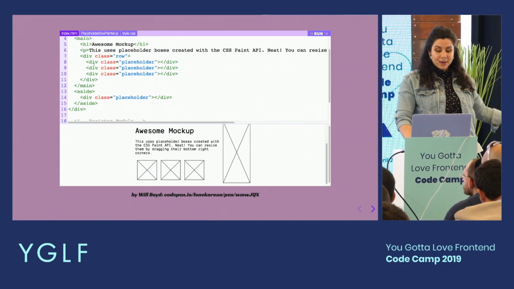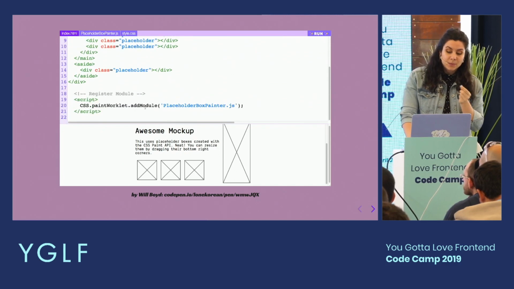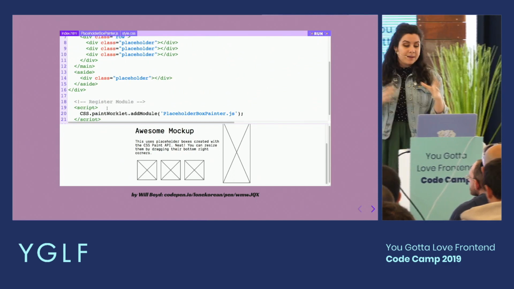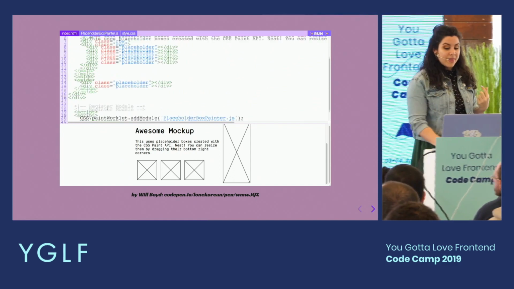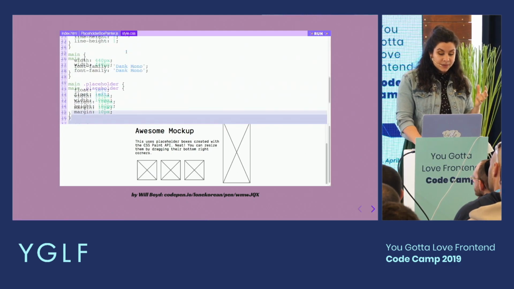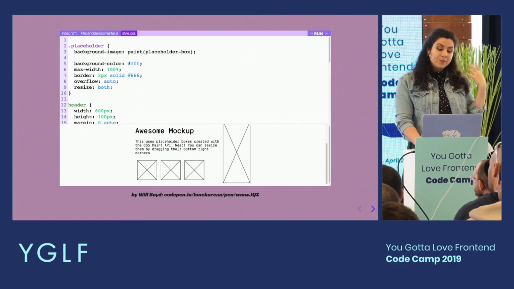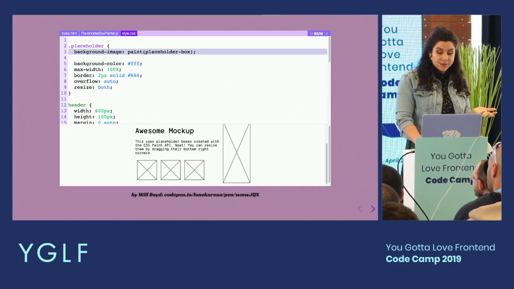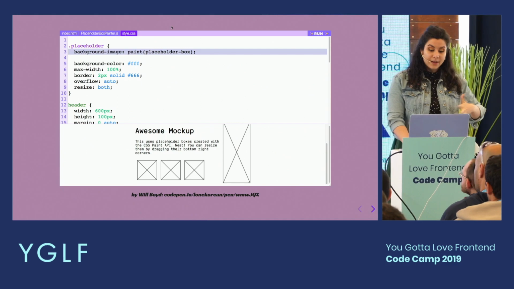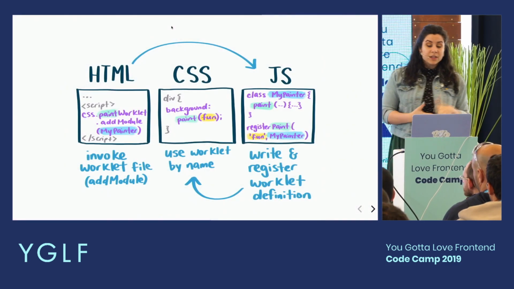Inside of our HTML, we have to then go and add the worklet, and we add it to the CSS interface, CSS.paintWorklet.addModule. And then he has a lot of these class placeholders in here. So in the style, we can then style the placeholders by just saying background-image: paint(placeholder-box), which we named in that worklet file that we just registered. So it looks like this.